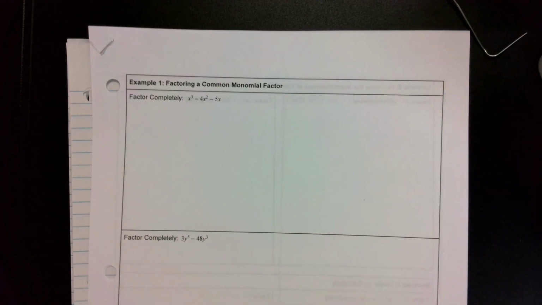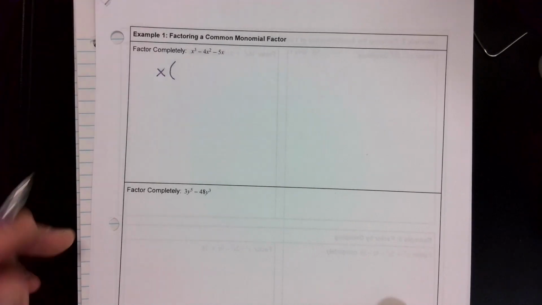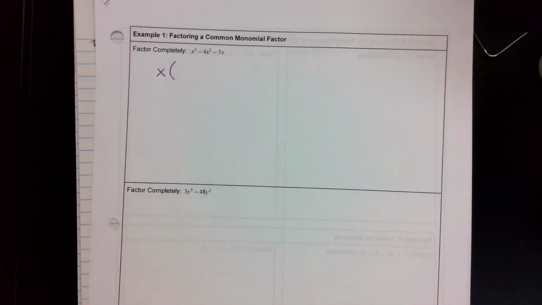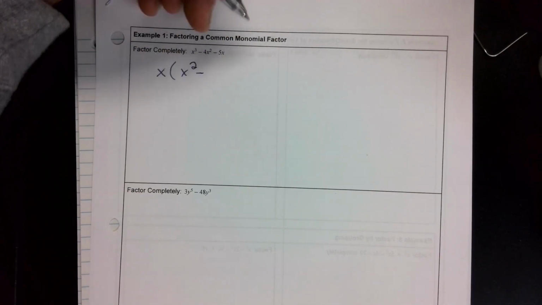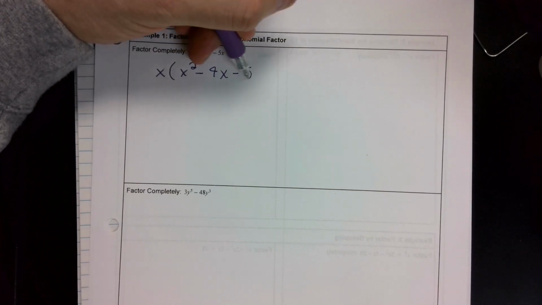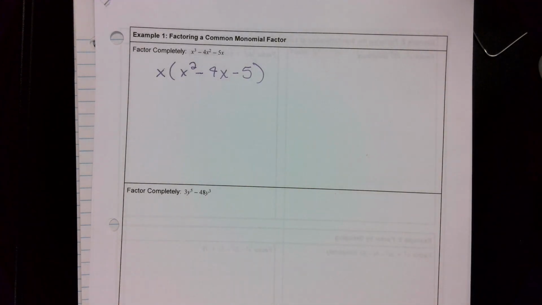So, looking at the first one, we want to factor x to the third minus 4x squared minus 5x. Where do we start? We always start with factoring out our greatest common factor. And so if you look at this problem right here, you can see you have a greatest common factor of x. And so we want to factor out the x. Now, when we factor out the x, we have to write what's left inside of the parentheses. So if I take an x out of x cubed, I'm left with x squared, and then minus a 4x, and then minus 5.